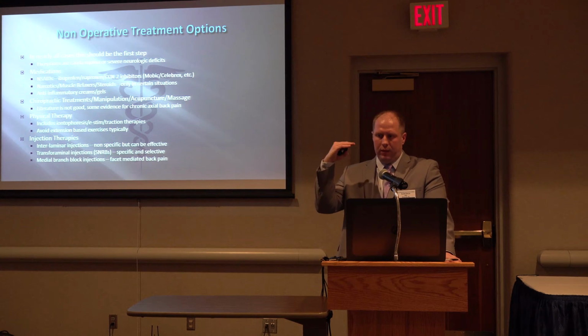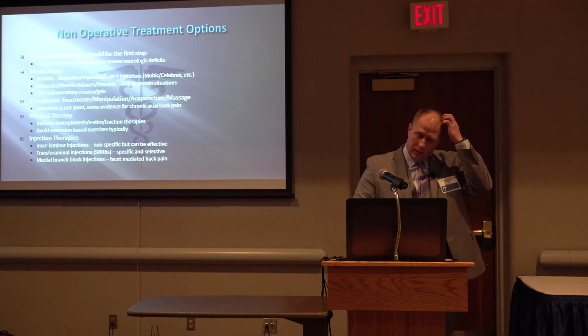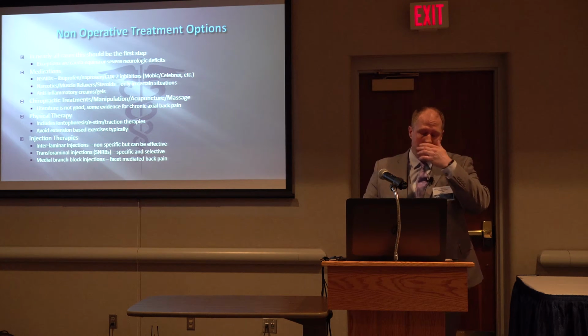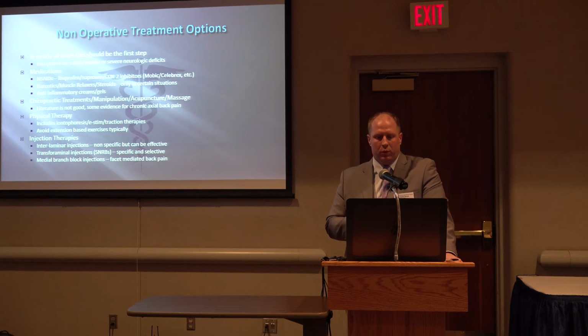Keeping the anti-inflammatory level in your blood so that the inflammation can't flare is the idea behind that. You shouldn't do narcotics, muscle relaxers and steroids. There are certain situations where you might, but this is highly discouraged. Anti-inflammatory creams and gels, like Voltaren gel, can sometimes be a useful adjunct. Chiropractic treatments, manipulation, acupuncture: the literature's not good to support this. There's some weak evidence that chronic axial back pain gets relieved with chiropractic treatments, but otherwise it's usually short-term relief, at least in my opinion.